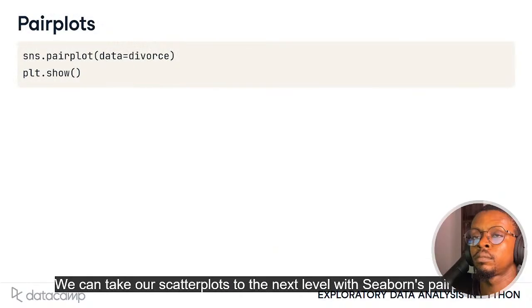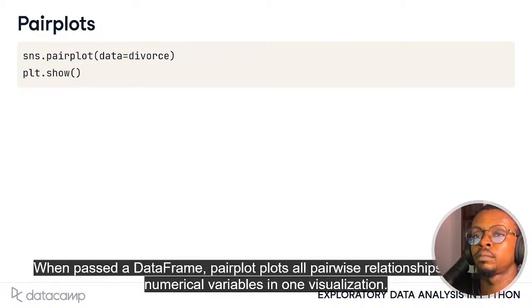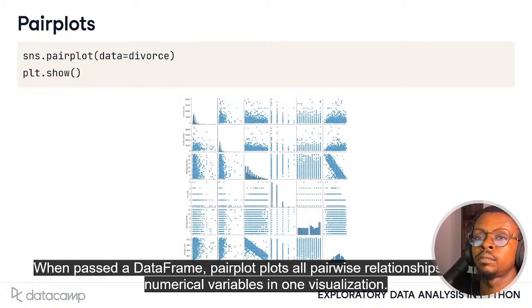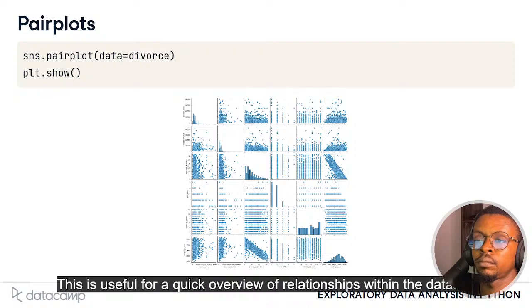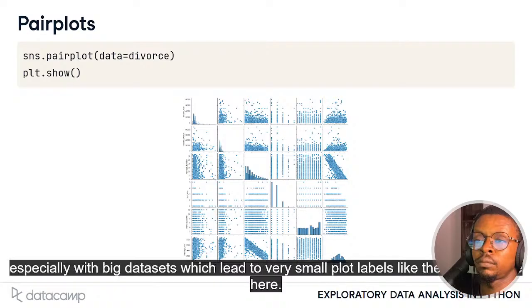We can take our scatter plots to the next level with Seaborn's pairplot. When passed a data frame, pairplot plots all pairwise relationships between numerical variables in one visualization. On the diagonal from upper left to lower right, we see the distribution of each variable's observations. This is useful for a quick overview of relationships within the dataset. However, having this much information in one visual can be difficult to interpret, especially with big datasets, which lead to very small plot labels like the ones we see here.